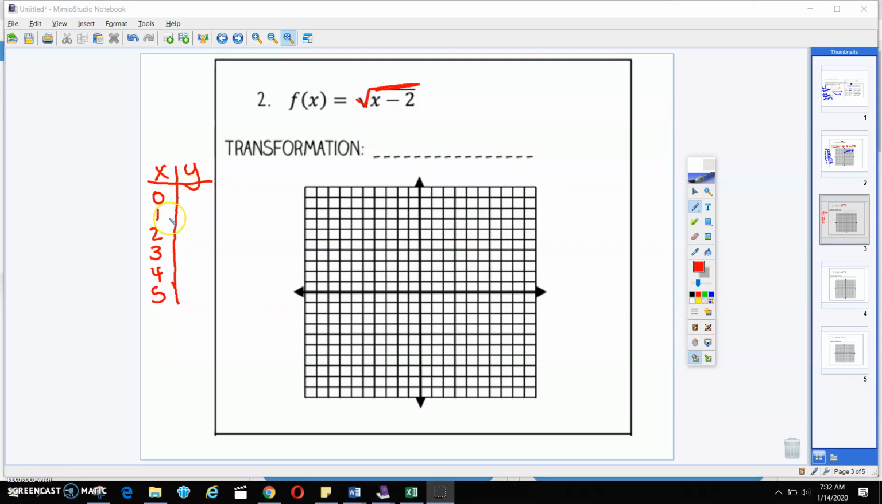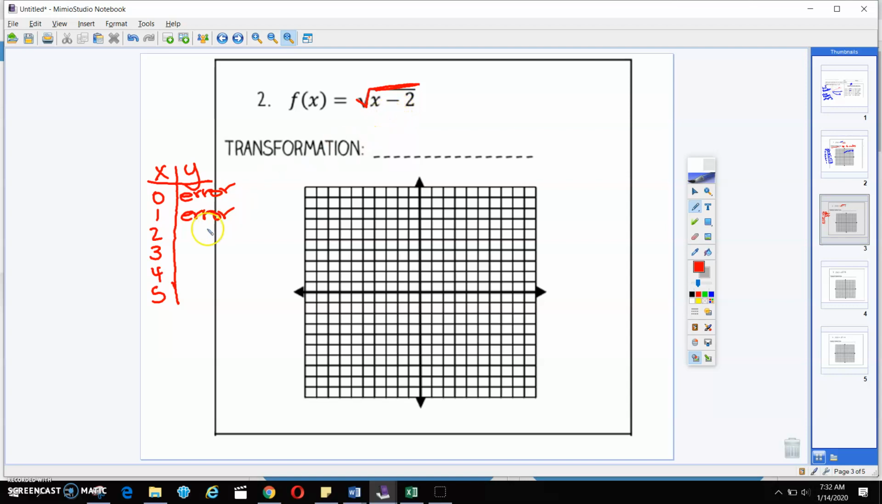Okay, so if I take 0 and I plug this in, your calculator is going to be like, hey, you got an error, okay? And if I plug 1 in, I'm going to get 1 minus 2. Well, that's going to give me a negative 1. That's not a real solution, right? So you're going to have another error right there. Okay, so you're going to put 2 in here, and you're going to get 2 minus 2. What does that give you?